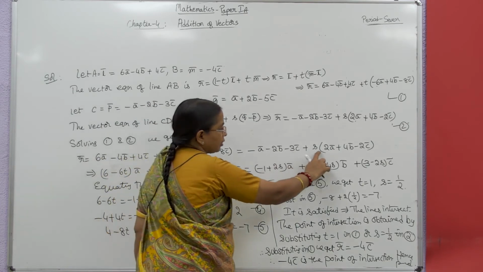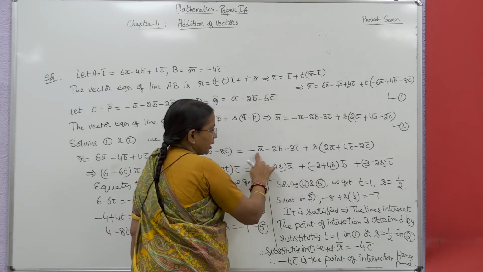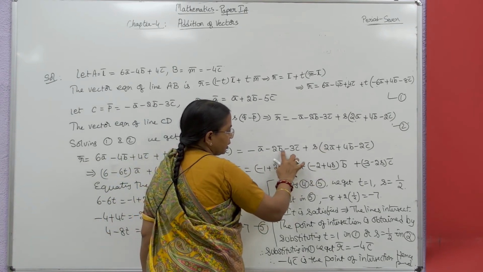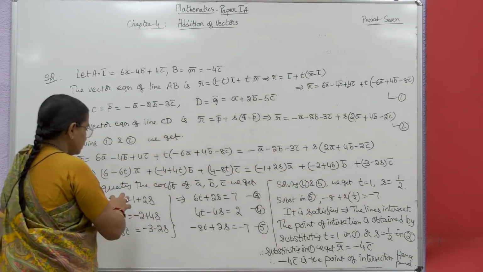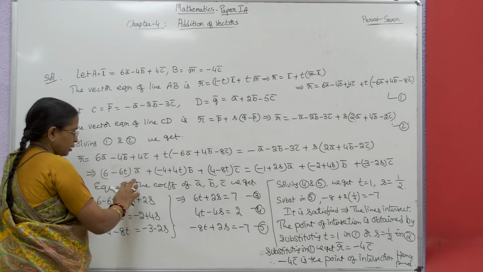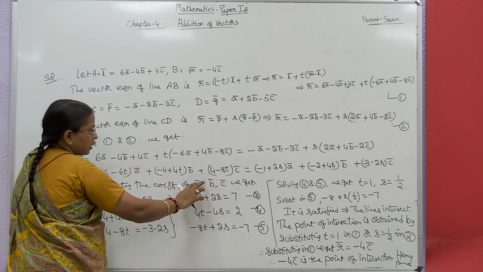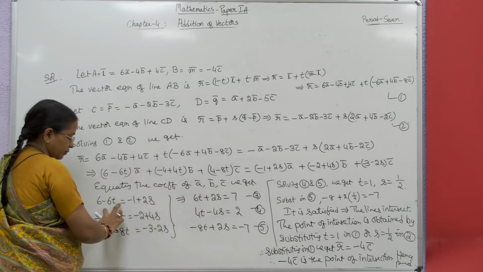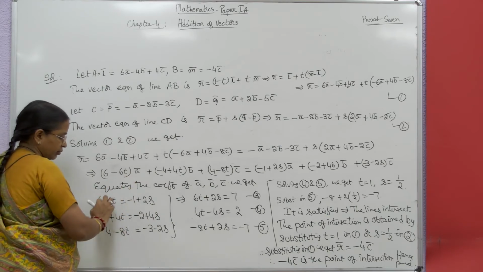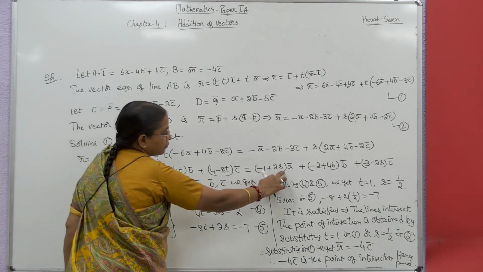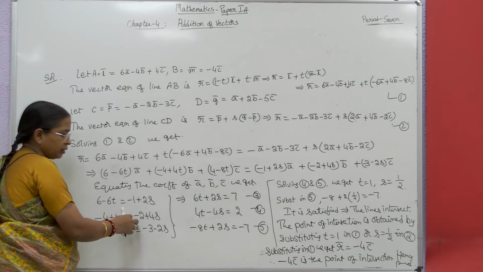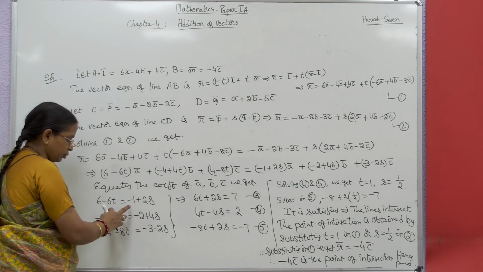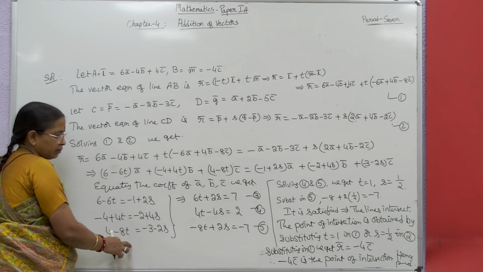In the same way here also, A coefficients minus 1 plus 2s and then B coefficient minus 2 plus 4s, like that we will simplify. Now since A, B, C are non-coplanar, you can equate the coefficients of like vectors. A coefficient this side is equal to A coefficient this side. So you can do the calculation, simplifications on your own. So you'll get 3 equations like this.